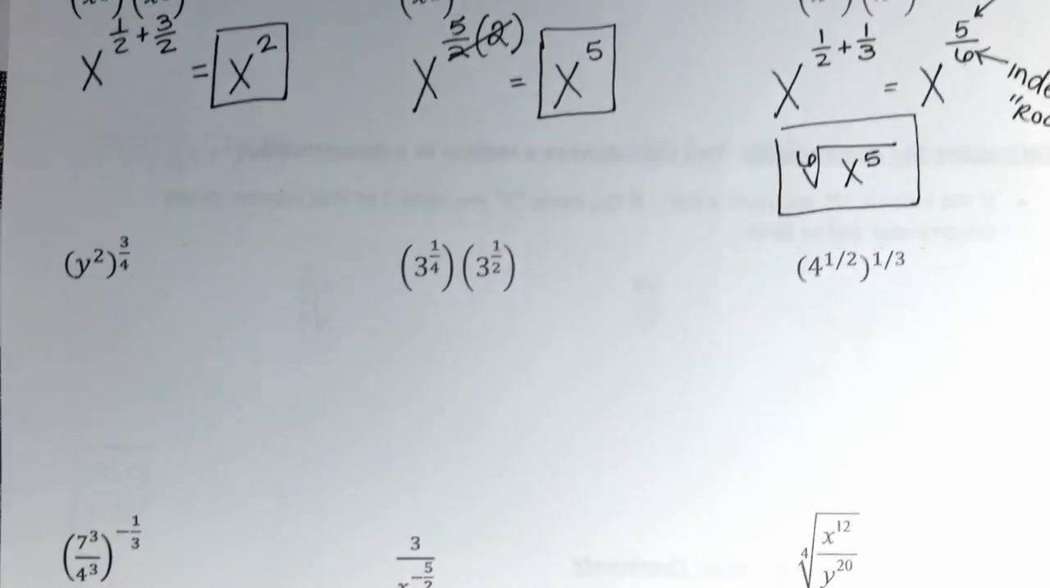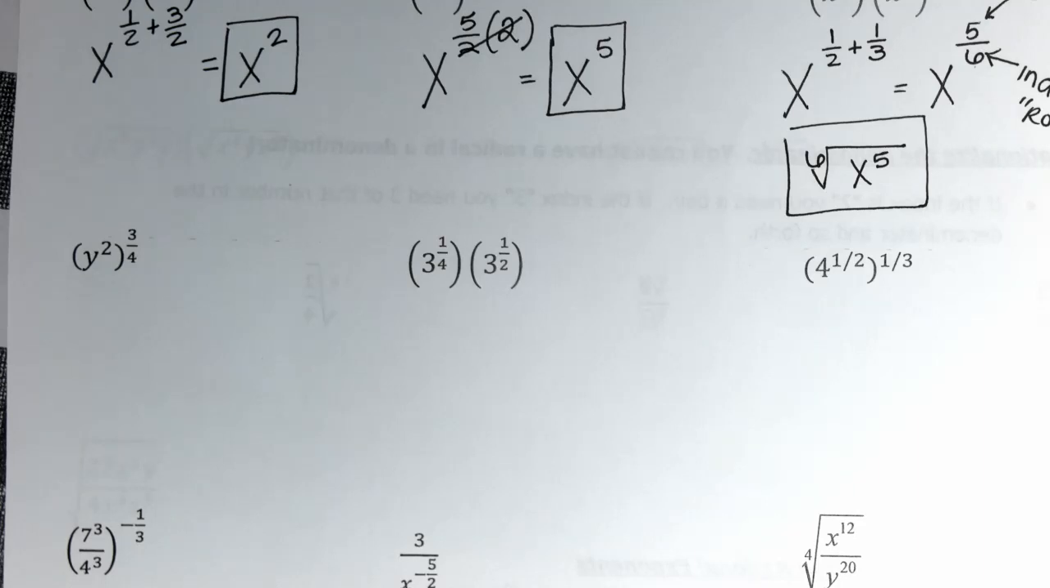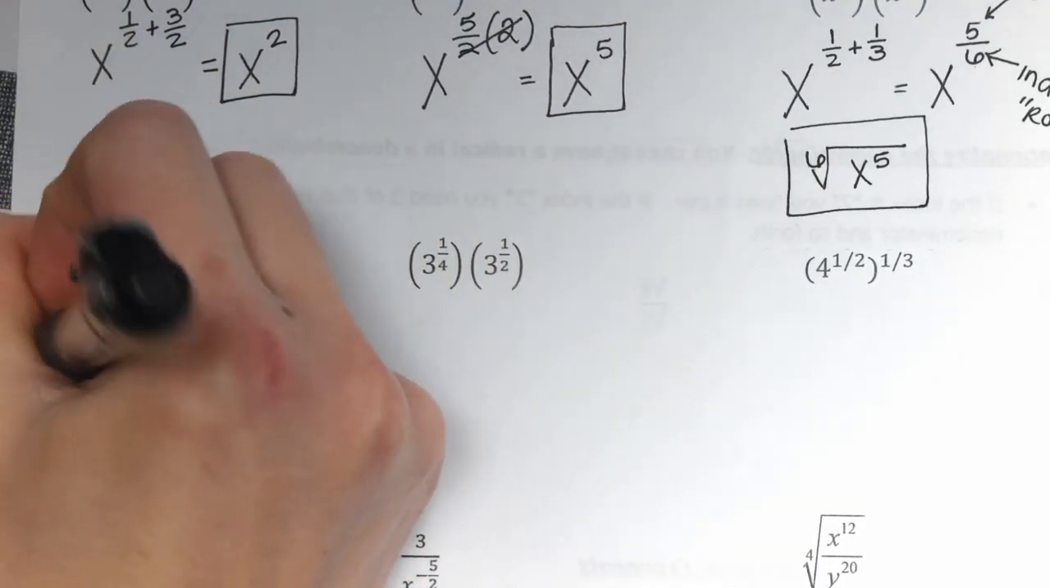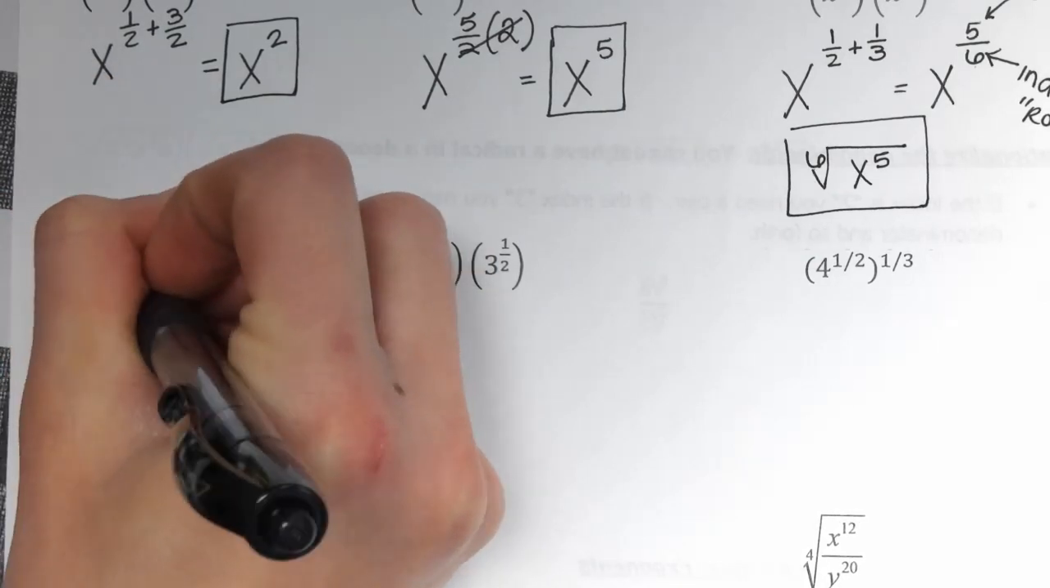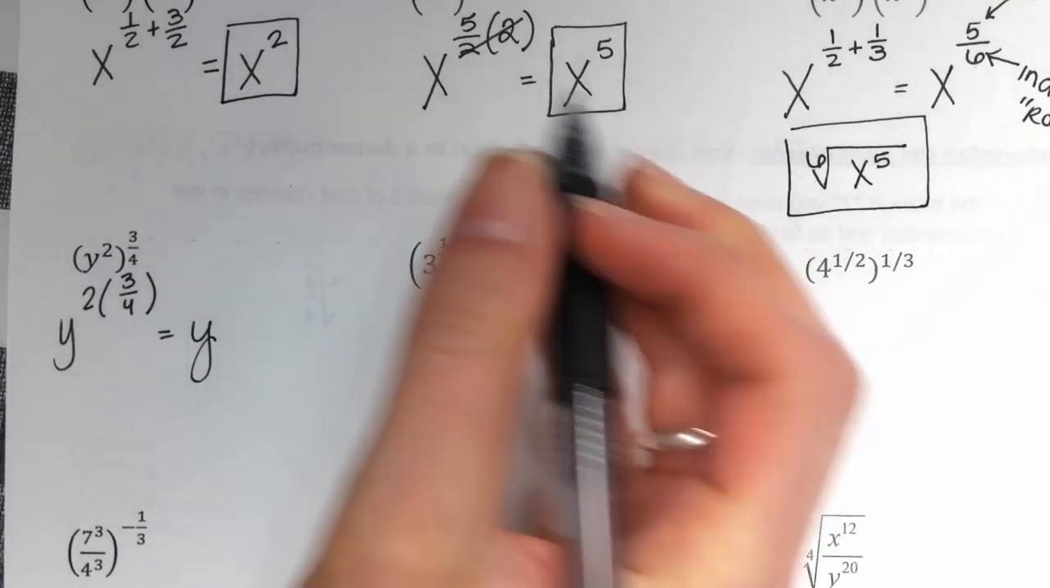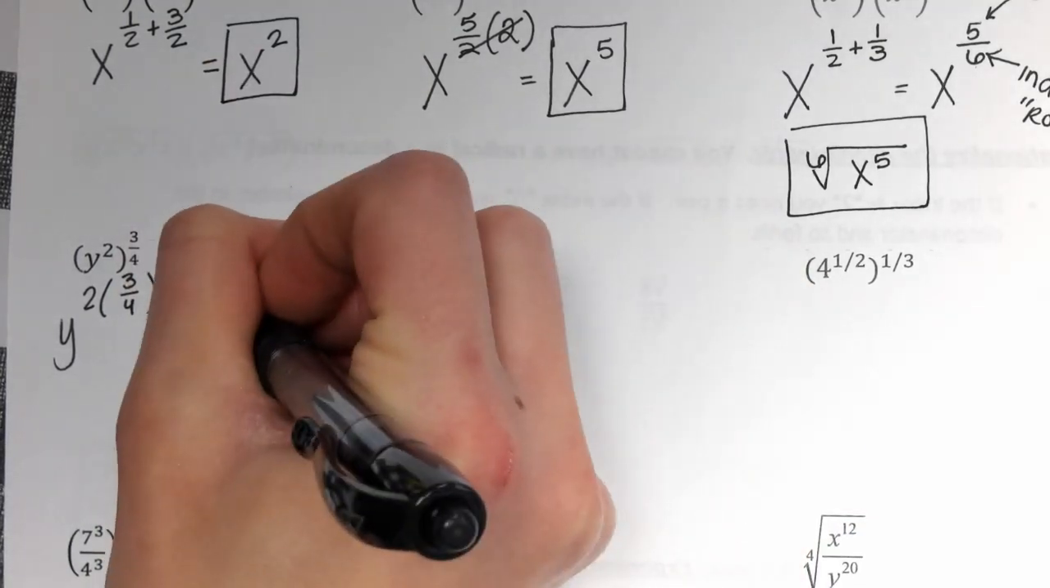Okay. So now I have y squared raised to the 3/4. So I'm going to multiply 2 times 3/4. And that's going to give me 3/2.